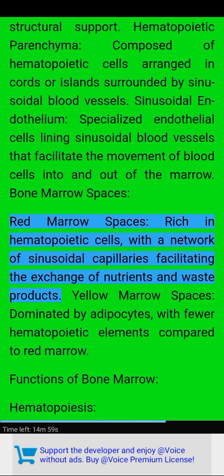Bone marrow spaces. Red marrow spaces are rich in hematopoietic cells, with a network of sinusoidal capillaries facilitating the exchange of nutrients and waste products. Yellow marrow spaces are dominated by adipocytes, with fewer hematopoietic elements compared to red marrow.